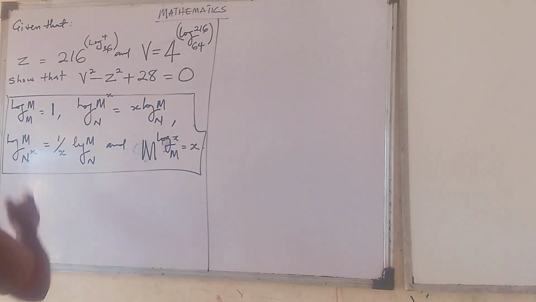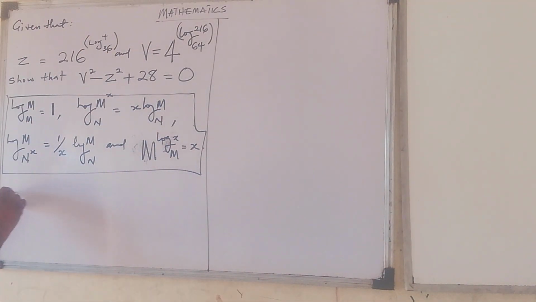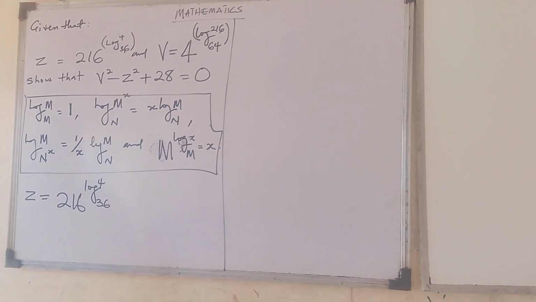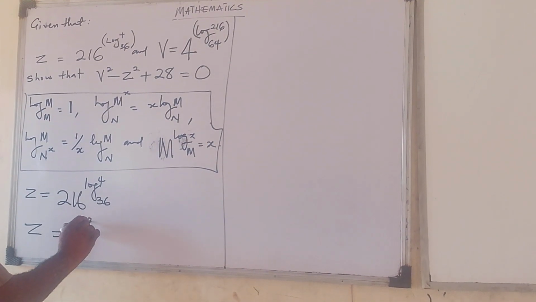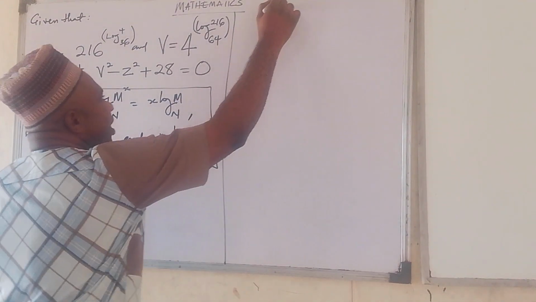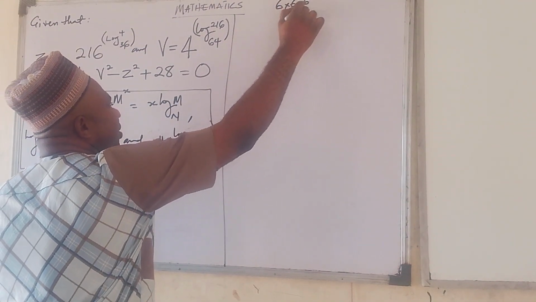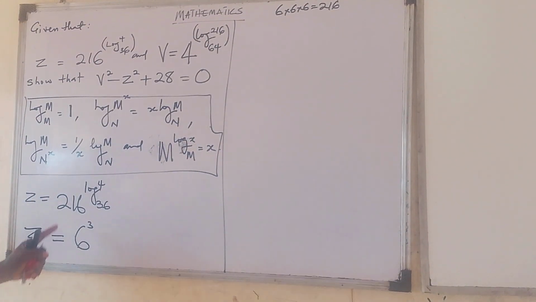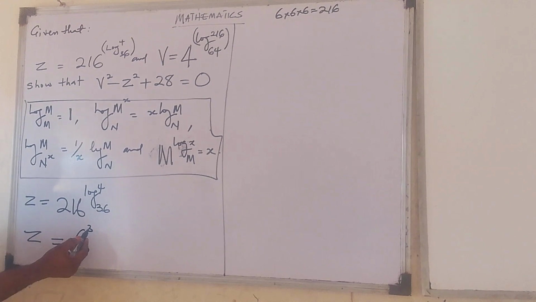First of all, let's look at the value of z. Here we have z is equal to 216 raised to the power of log 4 base 36. Now, this 216 is the same thing as 6 raised to the power of 3, because 6 times 6 times 6 will give us 216. So it therefore implies that this 216 is the same thing as 6 raised to the power of 3.